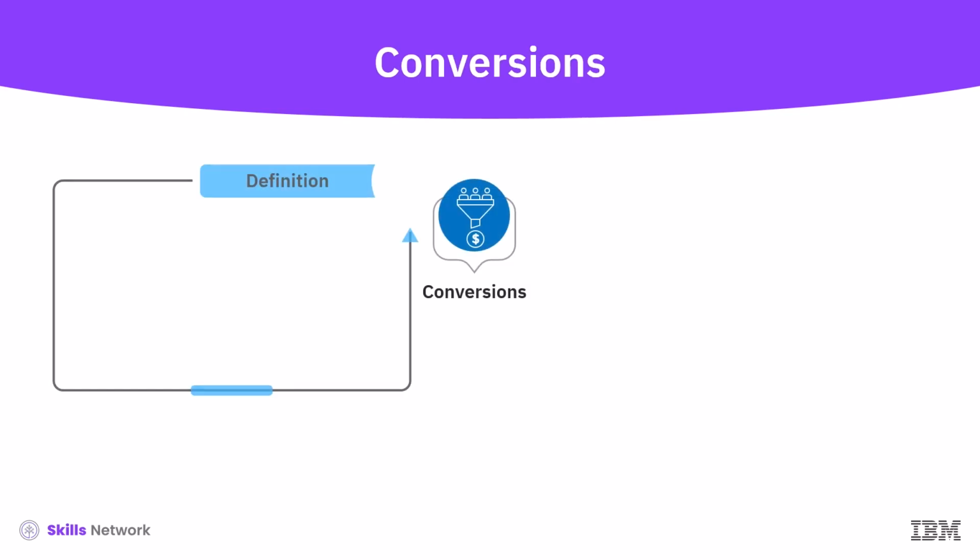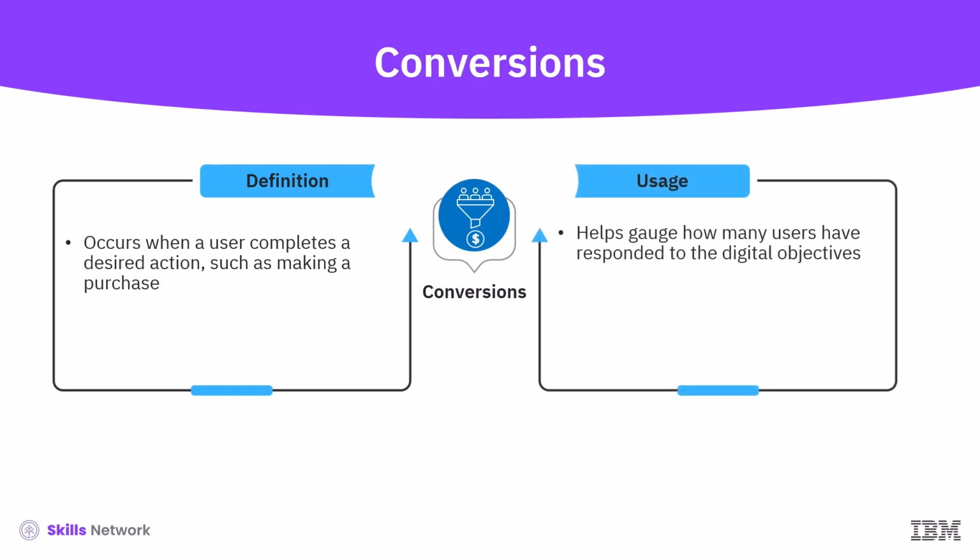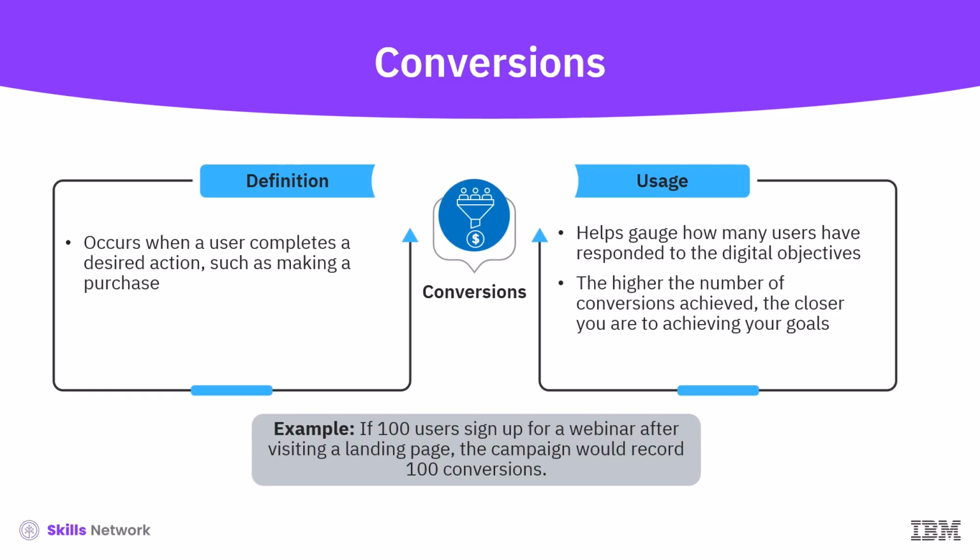A conversion is a metric that occurs when a user completes a desired action, such as making a purchase, signing up for a newsletter, or downloading an ebook. It helps gauge how many users responded to the digital objectives. The higher the number of conversions achieved, the closer you are to achieving your business goals. For example, if 100 users sign up for a webinar after visiting a landing page, the campaign would record 100 conversions.